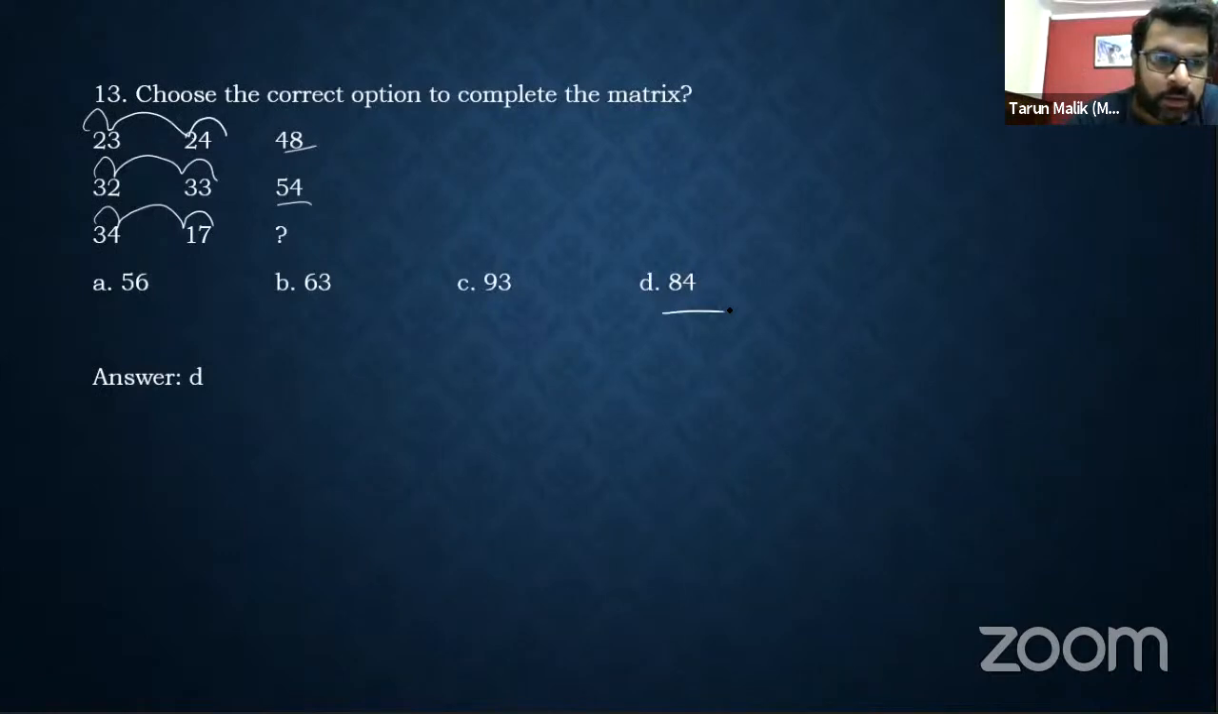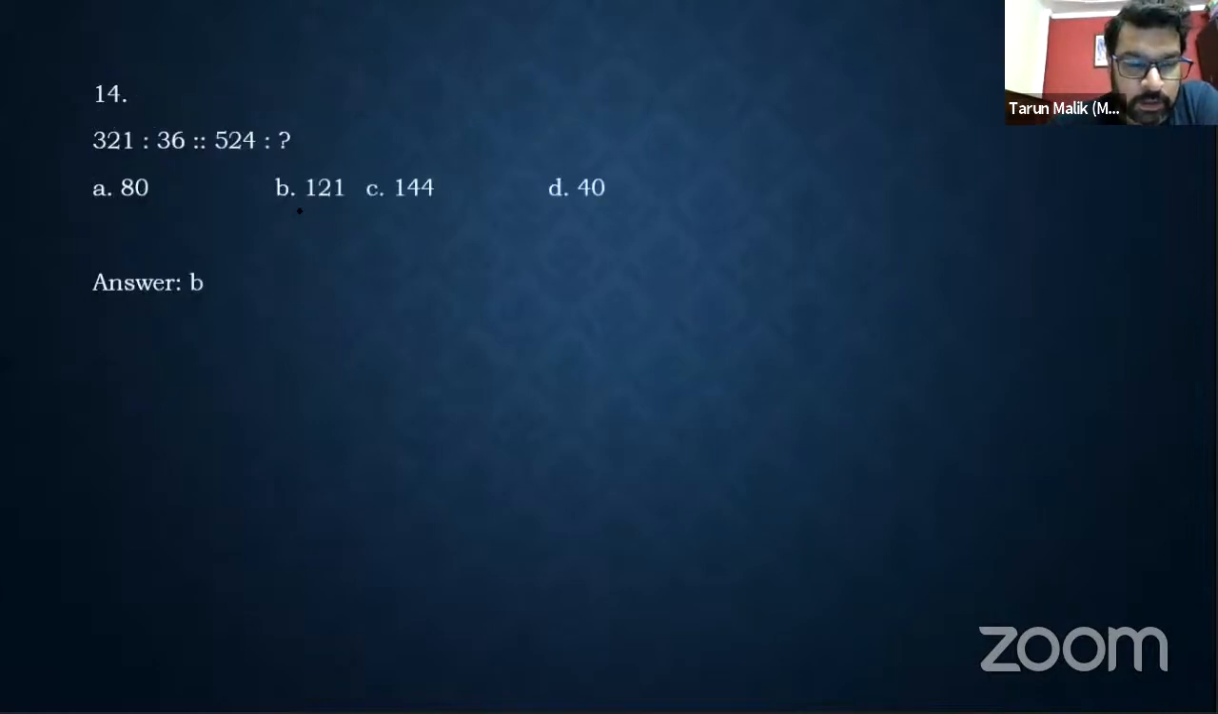Anushka, I'll repeat. 2 into 3 into 2 into 4 is 48. 3 into 2 into 3 into 3 is 54. Got it? Next करते हैं.